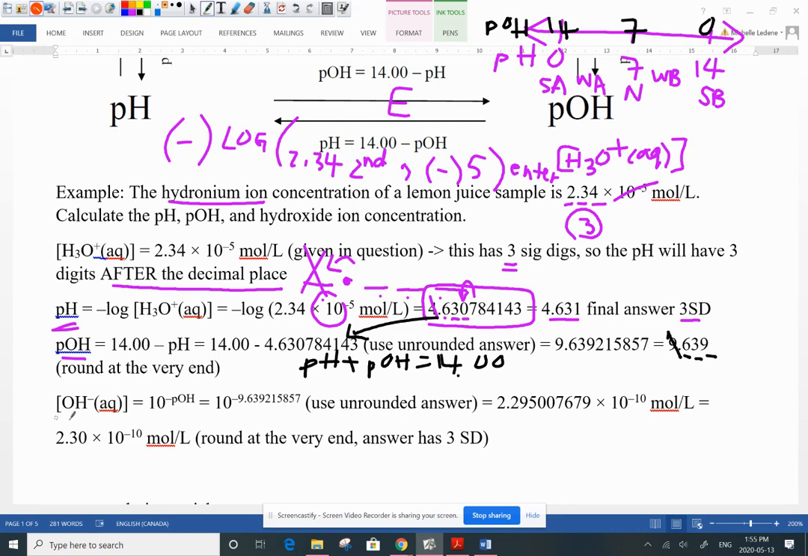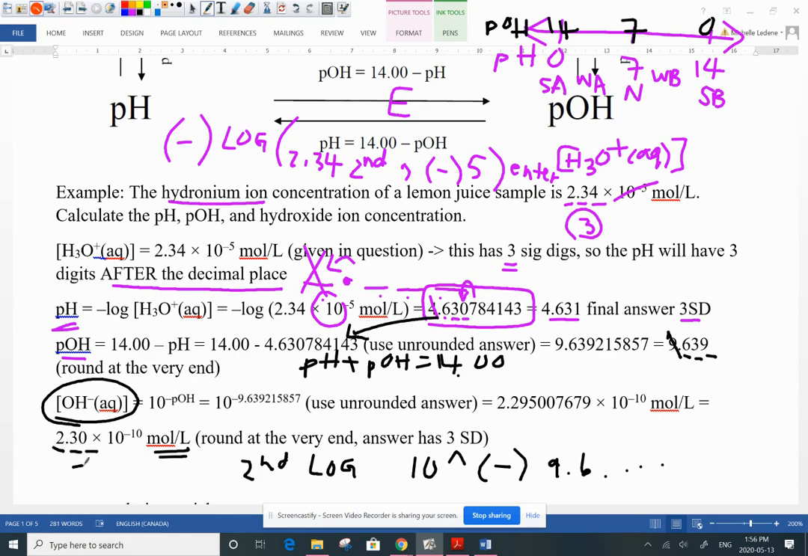And finally, from there, if you're asked to find the hydroxide ion concentration, it is 10 to the minus. So that is second function or inverse log. When you do that on your calculator, you get 10 with a little hat like that. Then you type in negative and then all those values, 9.6, and so on. At the very end, you have to have 3 digits in your answer. Now remember, this is a concentration, so all the digits count. It's not a pH. It is going to include all the digits. So there's my 3 significant digit answer.